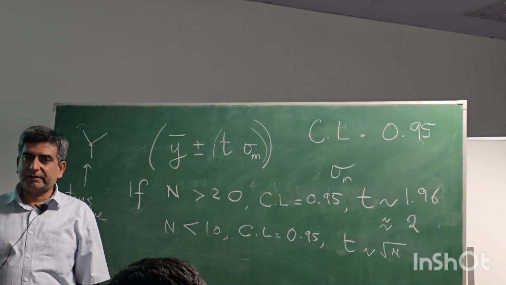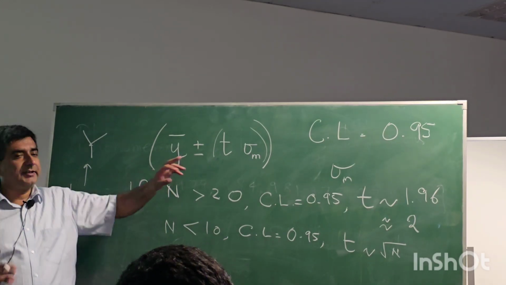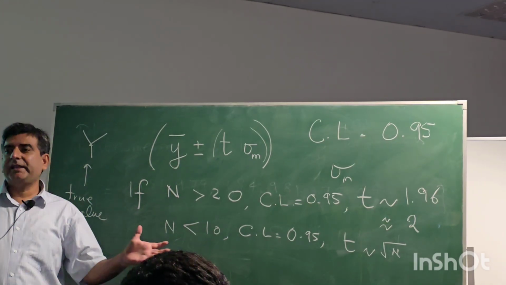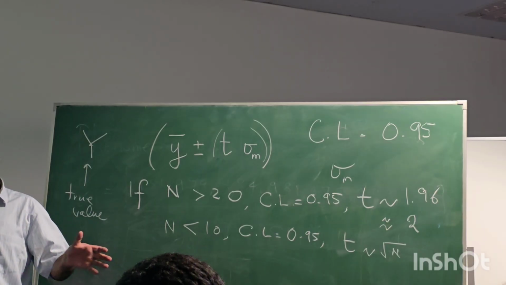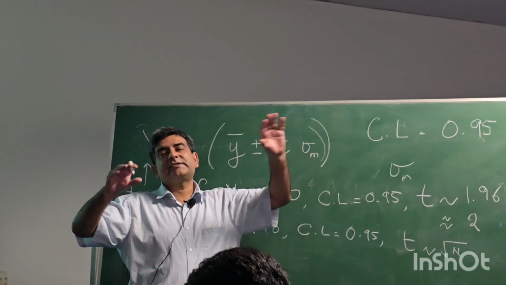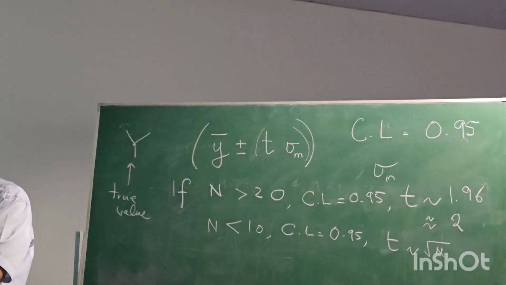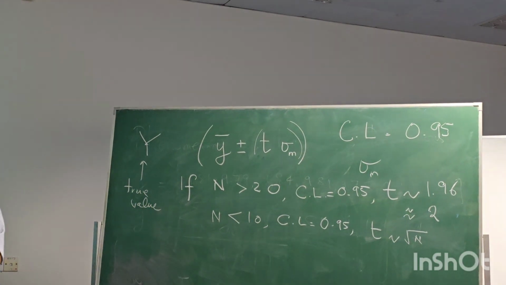You don't need to know about this, but you just need to remember that this t depends upon how many points you have, which is also called the degrees of freedom. How many points do you have and what confidence level do you want? Okay? So let's look at a particular example.